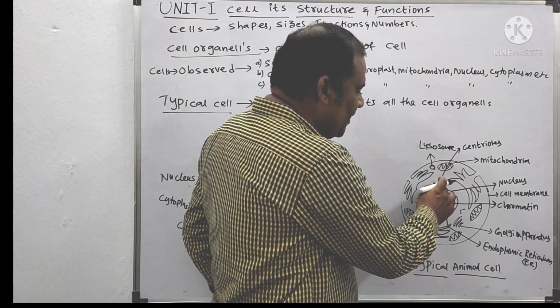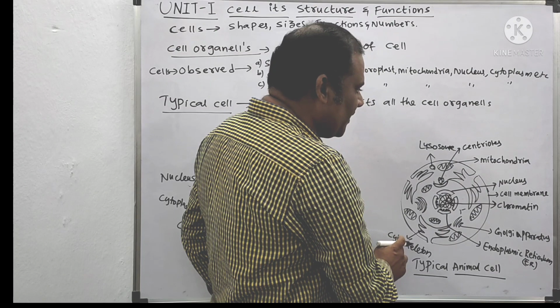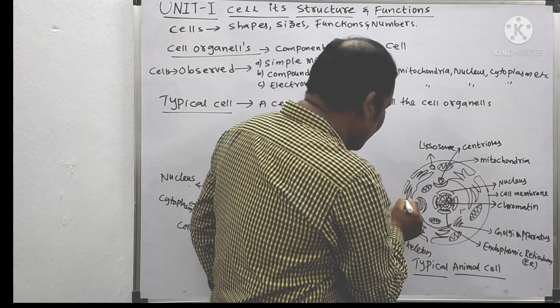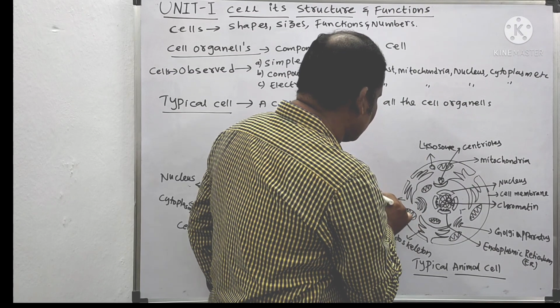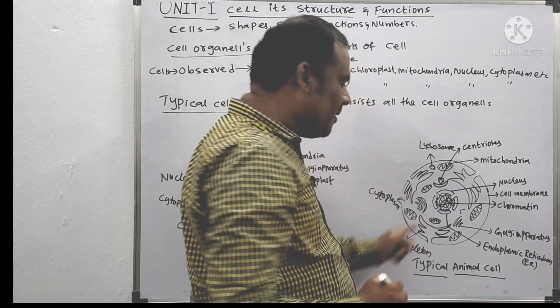Next, you take this empty, space-like structure, this colorless thing. What is that? This empty colorless liquid is called cytoplasm. It is also called what? Cytoplasm. In the cytoplasm only, all the cell organelles are present.